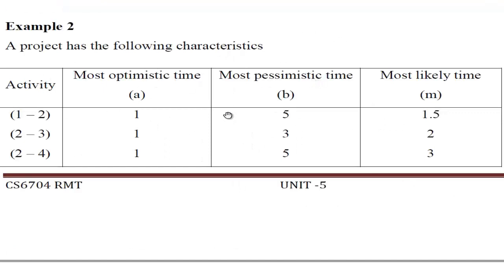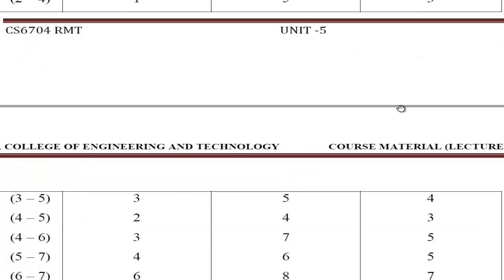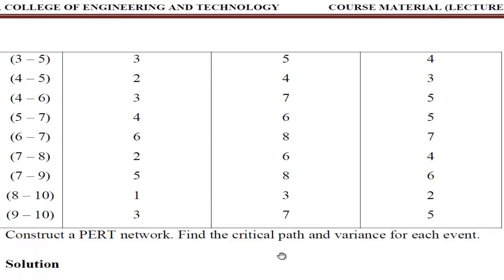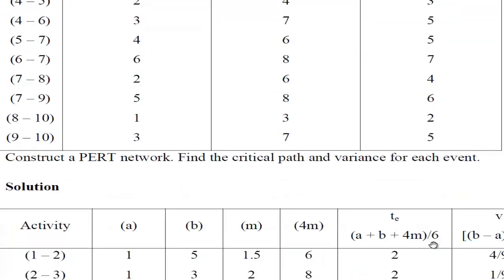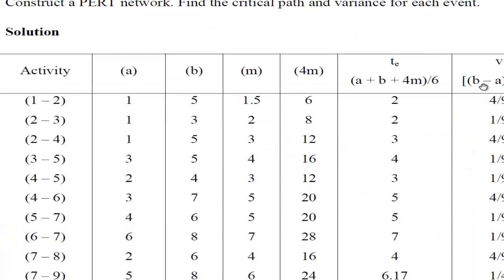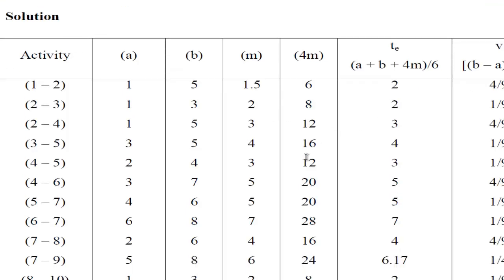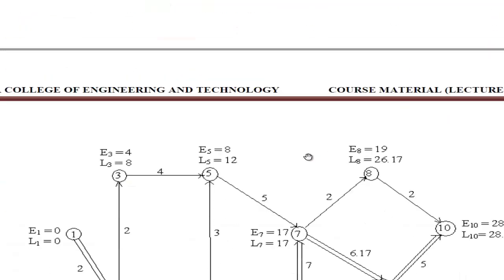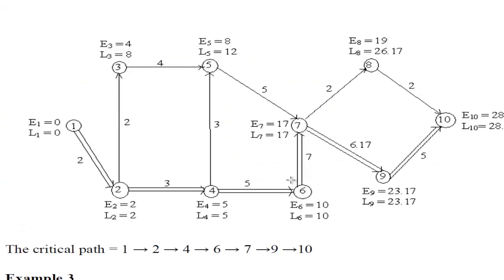Another example which has the following characteristics. Okay, because we need 3 times here: optimistic, pessimistic, and most likely, and so on. Then you have to construct a PERT network, then find the critical path and the variance for each event. So this time around it is also asking for variance, and we know this is ((b minus a) divided by 6) raised to the power 2. We have discussed this formula. You can pause the video, try to do it yourself, and simply finish it. This is the diagram of it, and this is going to be the critical path.